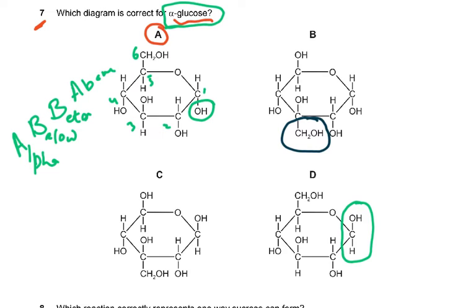is below. So OH is below in only these two. This is wrong because the OH is above, and the OH is above on this. So these two are wrong. Now here, what we have wrong is this here. So alpha below, beta above, ABA, is the mnemonic to remember beta glucose and alpha glucose, which is part of the syllabus, which you need to understand and remember.